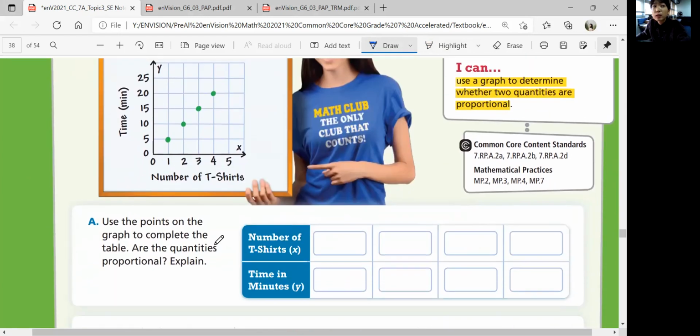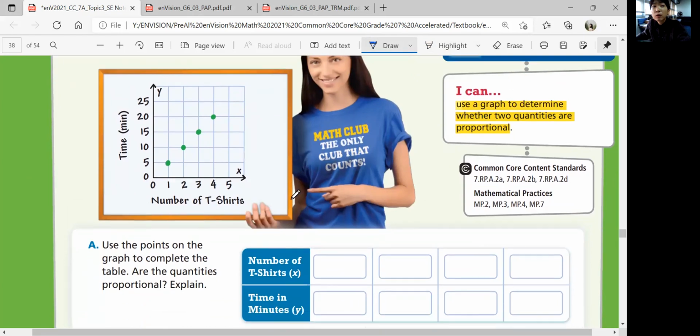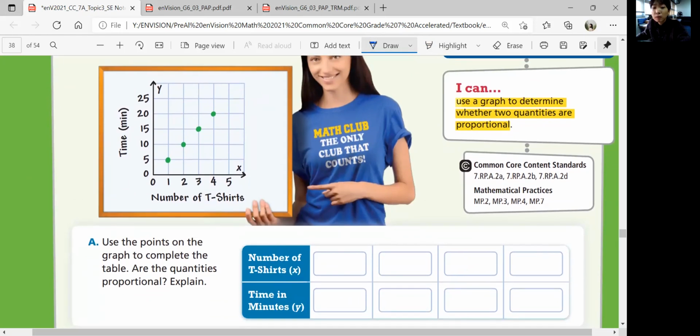We're going to use the points on the graph to complete the table. So let's complete the table first. Okay, number of t-shirts, 1, 5 minutes. And then 2 and 10, 3, 15, 4, 20. Are the quantities proportional?